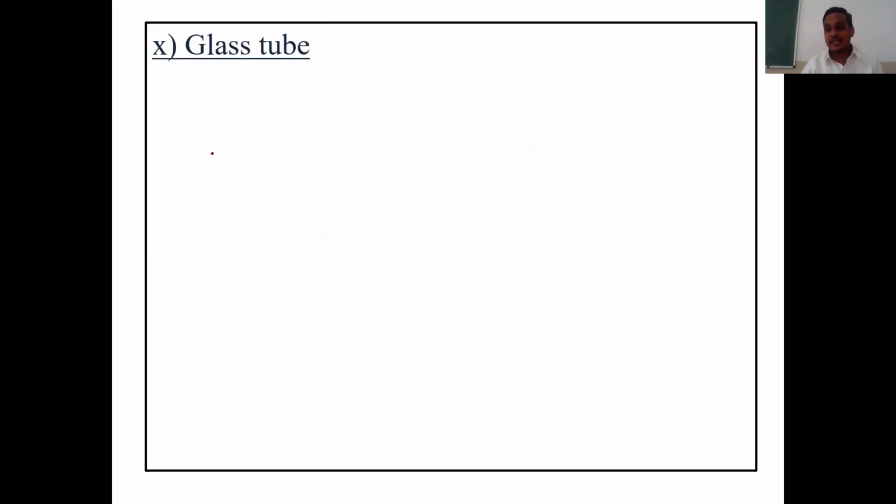And the next one is the glass tube. The shape of a glass tube goes like this. If you compare a glass rod and a glass tube, you can see that the glass rod is a solid which is completely filled, but in the case of a glass tube, you can notice that it is a hollow cylindrical tube. It is a hollow, cylindrical-shaped glass tube.